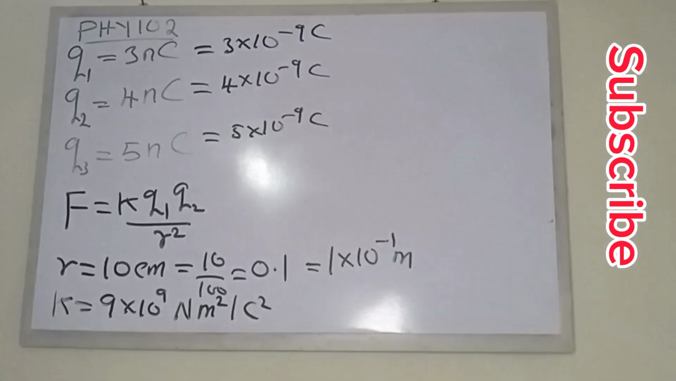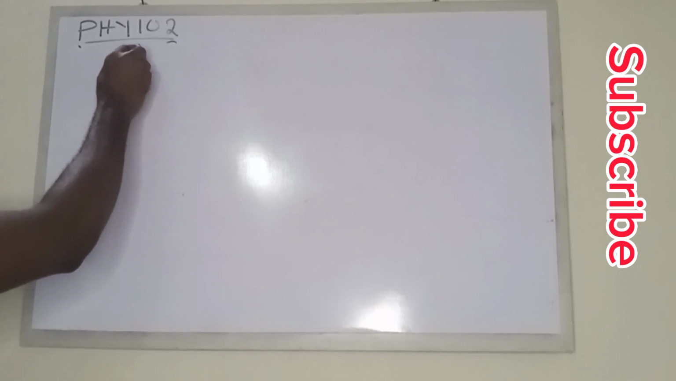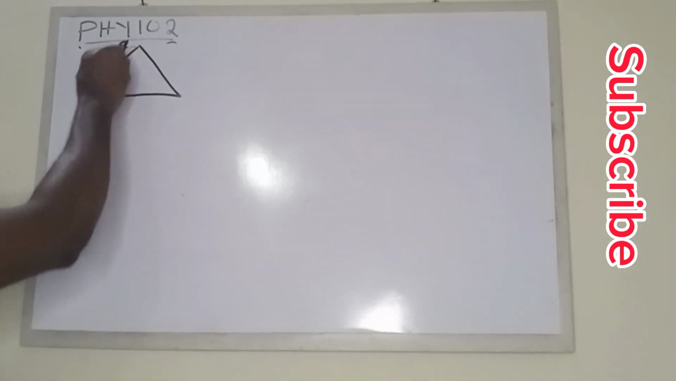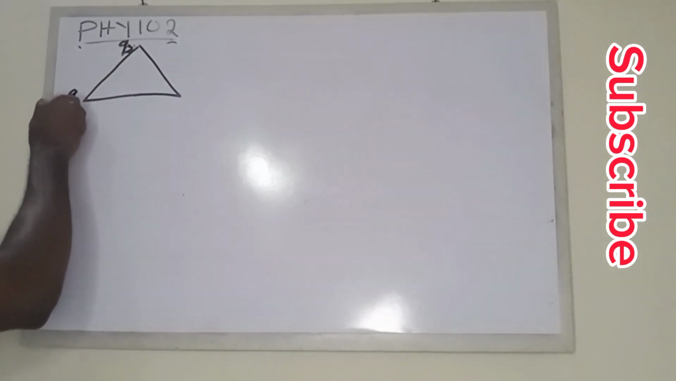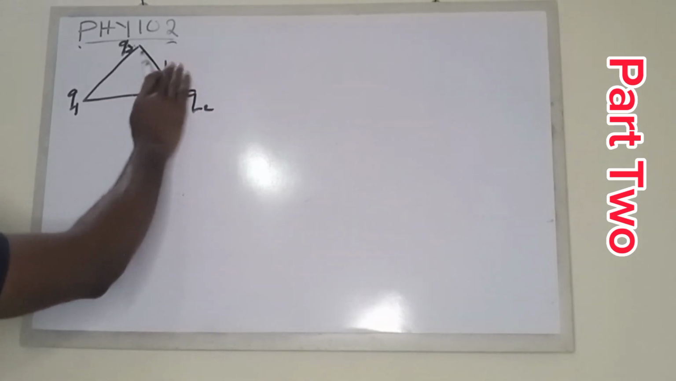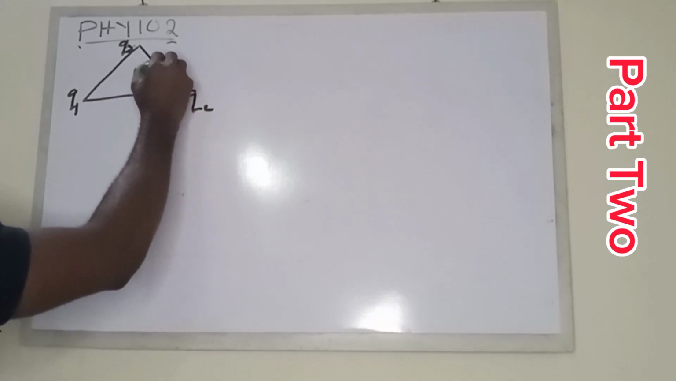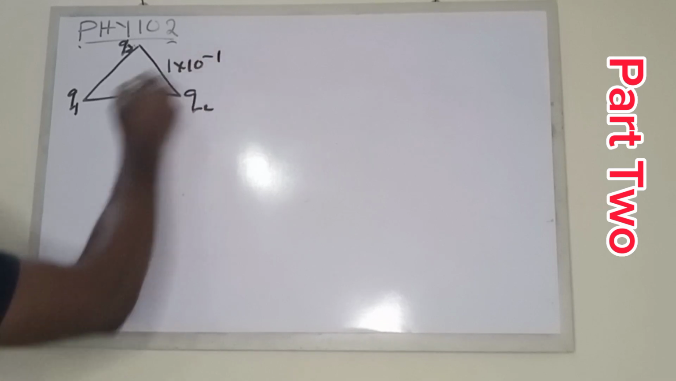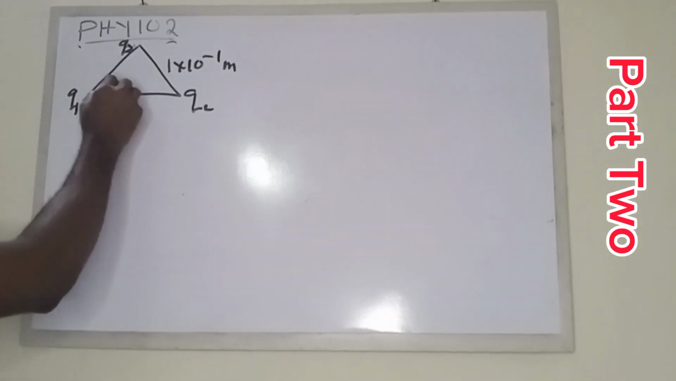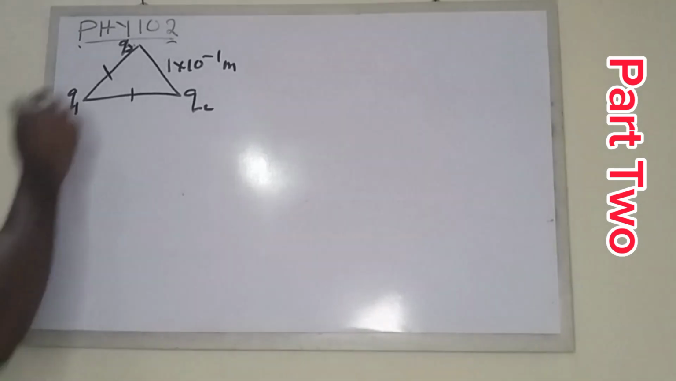With all this information given to us, let's draw our equilateral triangle, with Q3, Q1, and Q2 at the corners. Each side is 10 centimeter, which is 1 times 10 raised to the power of minus 1 meter.